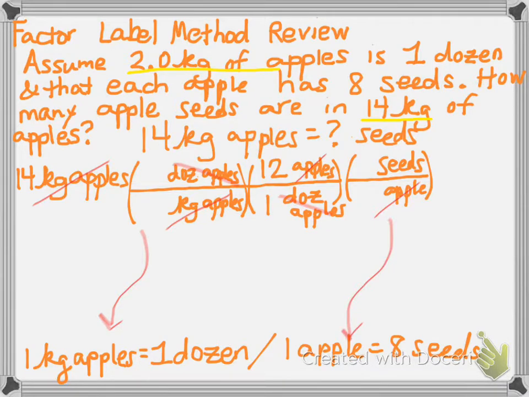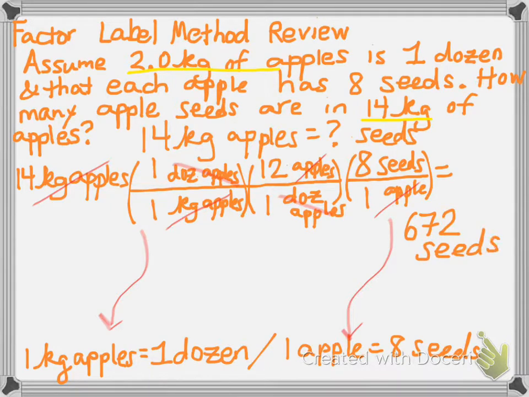So filling in my numbers, 1 kilogram of apples is 1 dozen. 1 dozen apples is 12 apples. And 1 apple has 8 seeds. So now you're able to use your calculator to figure this out. Your calculator tells you that you have 672 seeds.